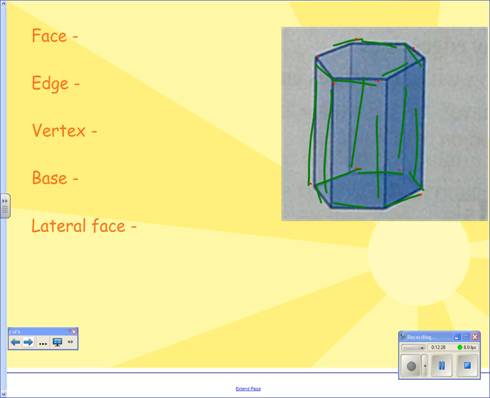A lateral face. A face of a prism that is not a base. Yes, that is the definition. So it's either a base or it's not. If it's not a base, it's a lateral face. How many lateral faces do we have in this figure? 6 of them. In this case, they are all vertical, but in a pyramid, are the lateral faces vertical? They're slanted, and that's why you can't say the vertical faces. Does that make sense?